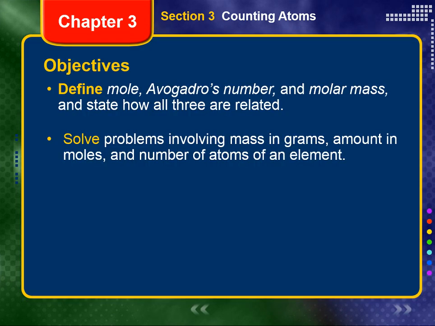At this point, you should be able to define mole, Avogadro's number, and molar mass, and state how all three are related, and solve problems involving mass in grams, amount in moles, and number of atoms of an element.